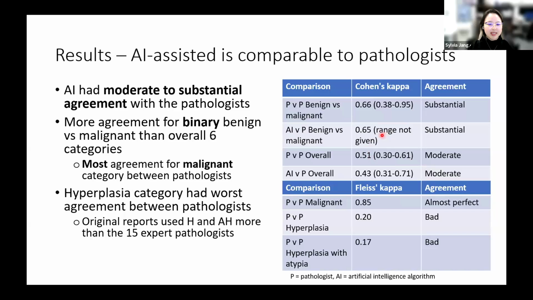There was even more agreement, both AI versus pathologist and between pathologists, if you just separated the categories into the binary benign and malignant, into substantial agreement. They also looked at what diagnostic category pathologists agree the most on. And good thing, it's the malignant category, the most important one. So they have almost perfect agreement, which is great. But they did confirm that those diagnoses of hyperplasia and hyperplasia with atypia have bad agreement according to their kappa scores. And then also they noted that the original reports tended to use hyperplasia and hyperplasia with atypia more often than the 15 expert pathologists that looked at the cases after.